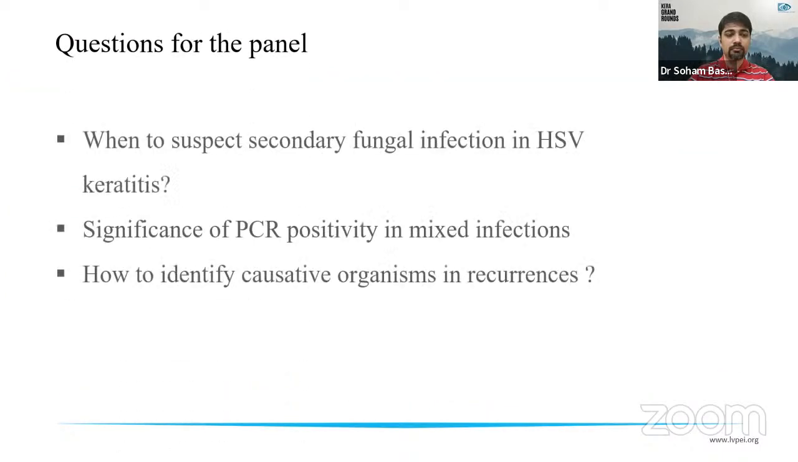My questions for the panel would be, when to suspect secondary fungal infection in HSV keratitis? What is the significance of PCR positivity in mixed infections? And also, how to identify causative organisms in recurrences?